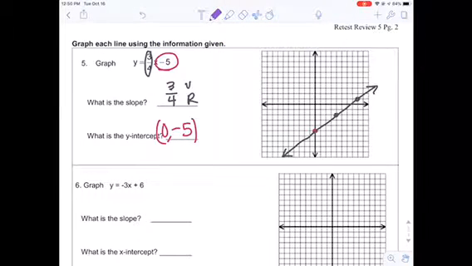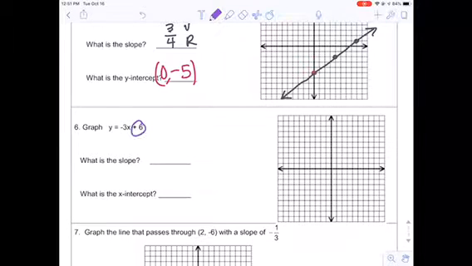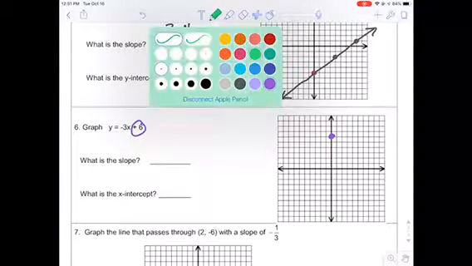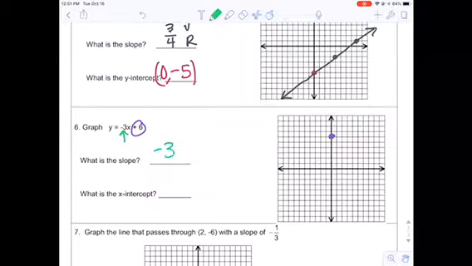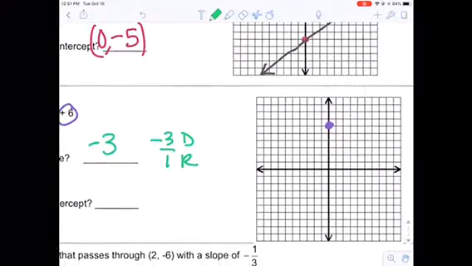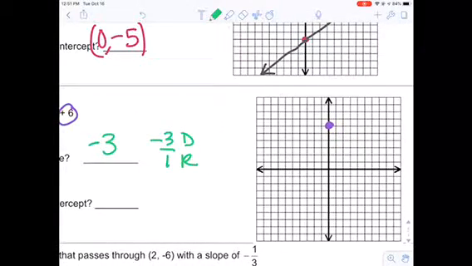So again, the number that falls after x is your b for beginning on the y-axis. The number with x is your slope, so it tells you how to continue graphing that line. So problem 6, my y-intercept, oh, sorry, that says x-intercept. My y-intercept is at 6, so I'm going to start at 6. My slope is -3. So I'm going to go down 3, right 1. Remember, if there's no second part of the fraction, it's always over 1. So down 3, right 1, a couple of times, and I have enough to draw a line.